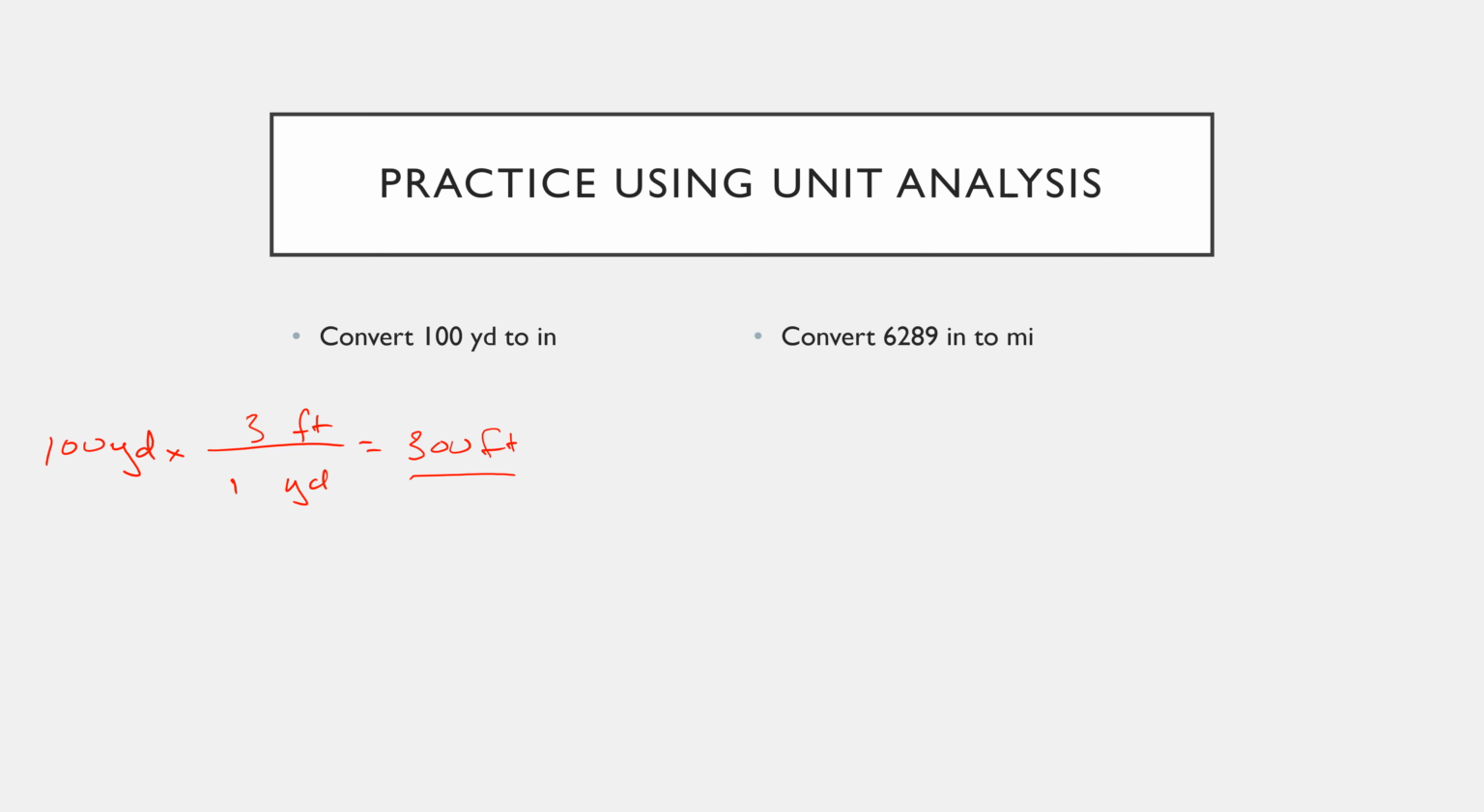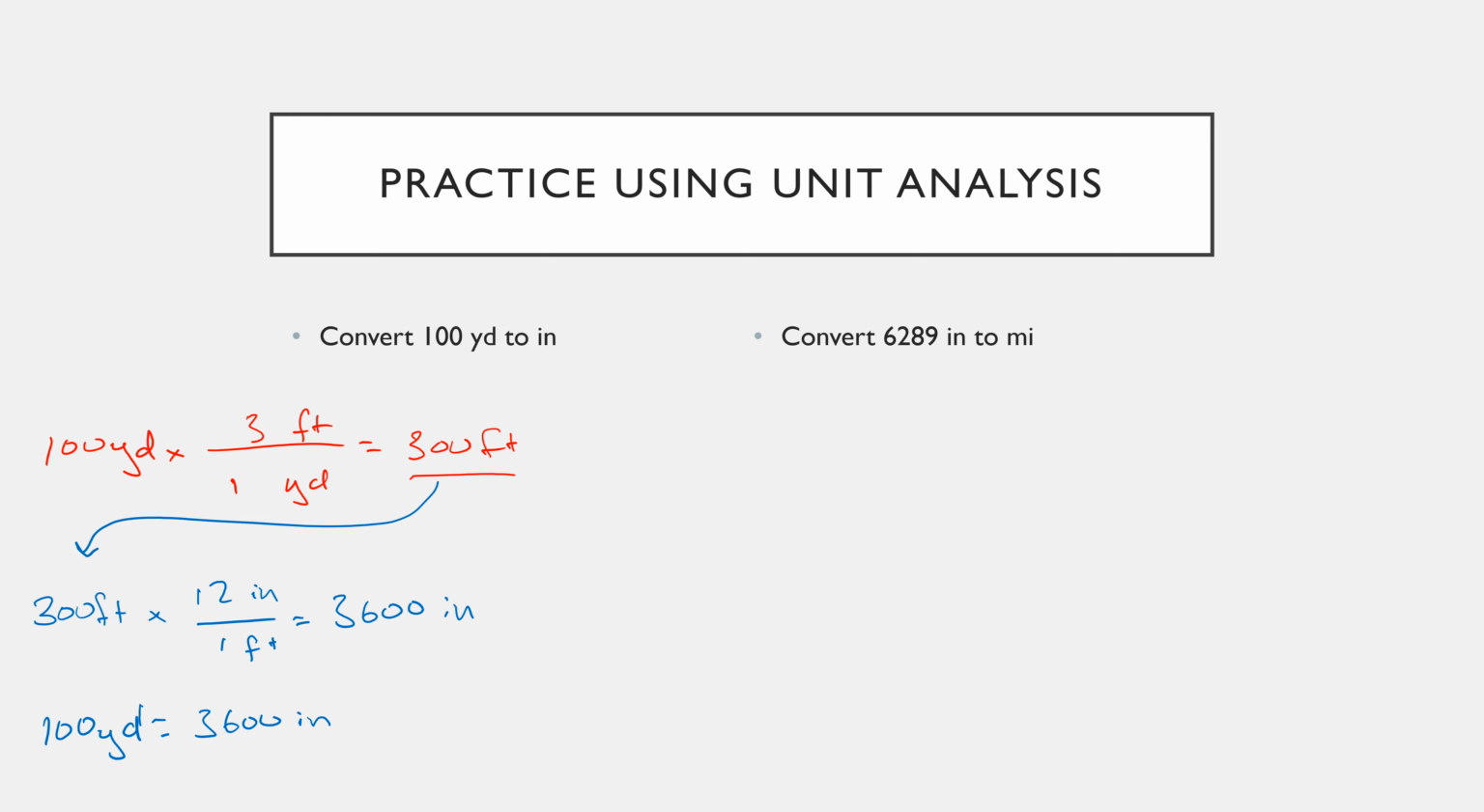We can now take this number and put it into another equation, and we're going to just do this all over again. So we're going to take 300 feet. We have 12 inches in 1 foot, so 12 inches in 1 foot. And that means we're just doing 300 times 12. So that's 3,600 inches. So we could say that 100 yards is equal to 3,600 inches. Another way to do this would be to do it all in one go, which we're going to do in this next example.